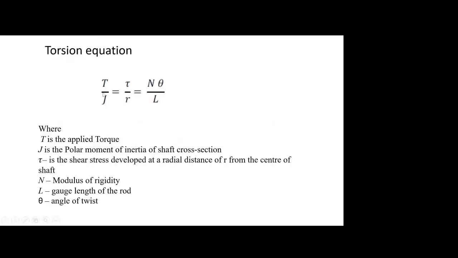So that is evident from this. So T by J is equal to N theta by L. Theta depends upon the applied torque, the sectional property, and the length of the specimen. Then we take the last two, tau by R is equal to N theta by L. Tau is inversely proportional to the length of the rod, and it is directly proportional to the radius of the shaft or the radius of the point that we are considering.